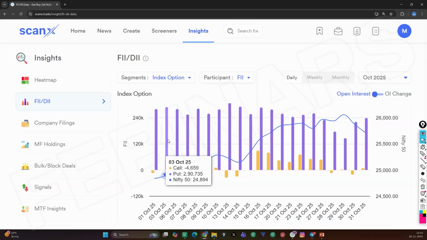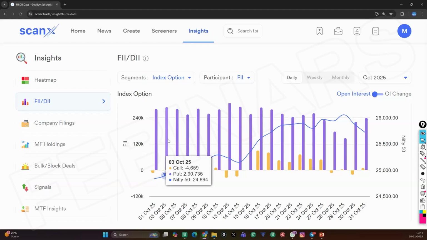Okay, in the overall data almost 3 lakh put contracts were bought, and the market went up. So what does it mean? They're wrong. They squared up their positions. They exited and they might have shifted to the next contract. So this is what happens. They are not always right.